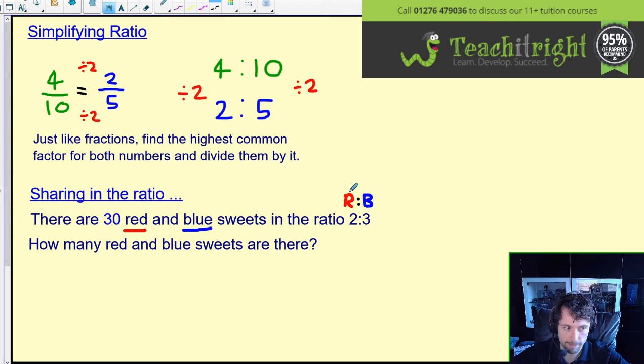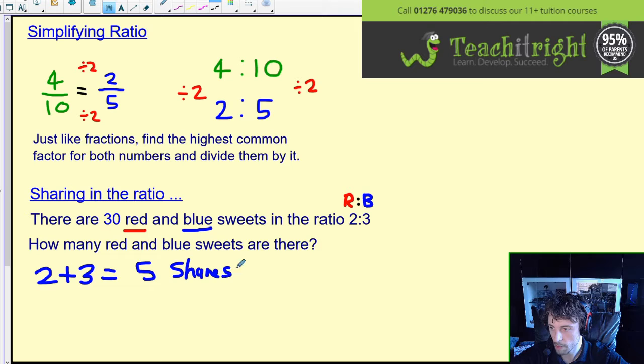So I label it. The next thing I do, because this is how we're going to split it into shares, is we work out our total number. So we're going to add the 2 and the 3 together, to work out that we're going to be dealing with 5 shares. That's how many pieces we're going to split our 30 into. The next thing, funnily enough, is to work out the value of one share. What does one share equal?